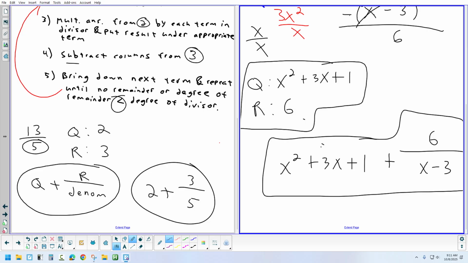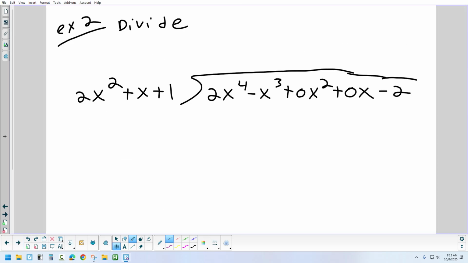Okay. So let's try this one. Okay, first step, check for any missing terms in the dividend. Are there any missing terms here? No. They already filled in the zeros for what we were missing. Okay. So now, what's the first calculation that we're going to do? What divided by what? 2x to the 4th power divided by 2x squared. Yep. 2x to the 4th divided by 2x squared. And what is that going to give me? X squared. Okay.